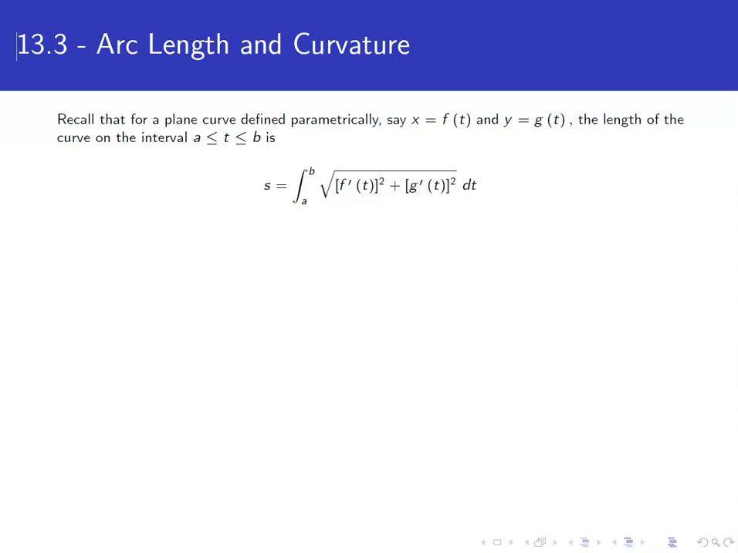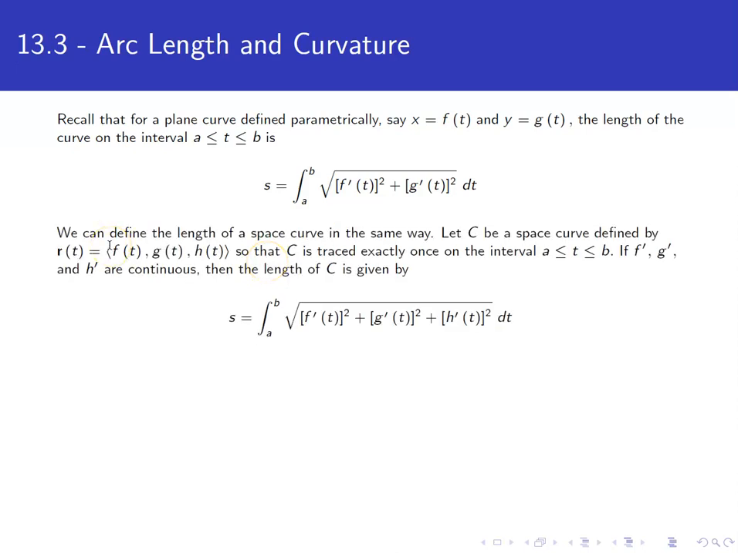In this video, we're going to introduce arc length and curvature. Back when we studied parametric equations, we talked about how to find the length of a parametric curve, assuming that the curve was drawn out once on the interval from a to b. We took the sum of the derivatives of each variable squared, then took the square root of that, and integrated it from a to b. So that was our arc length formula for parametric equations.